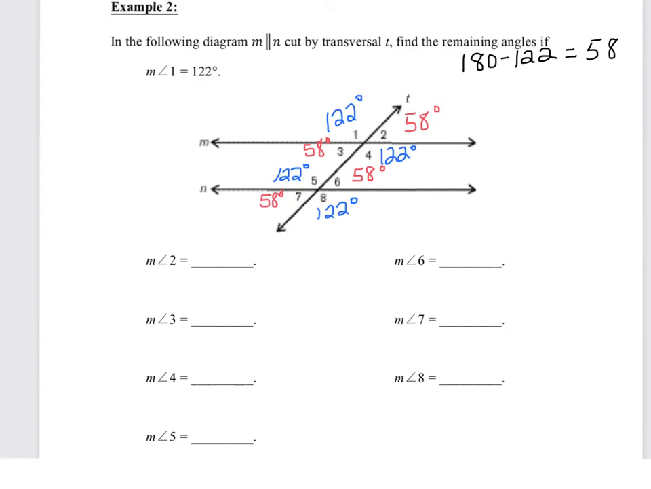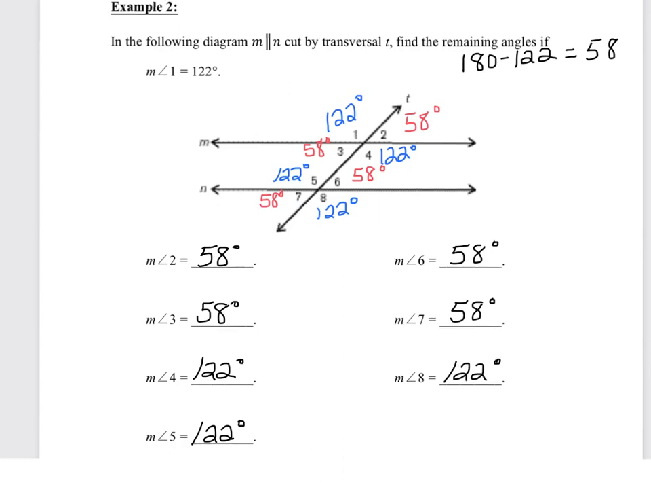We know that angle 2 is equal to 58 degrees. We know angle 3 is equal to 58 degrees. We know angle 4 is equal to 122 degrees. We know angle 5 is equal to 122 degrees. Angle 6 is equal to 58 degrees. Angle 7 is equal to 58 degrees. And angle 8 is equal to 122 degrees.